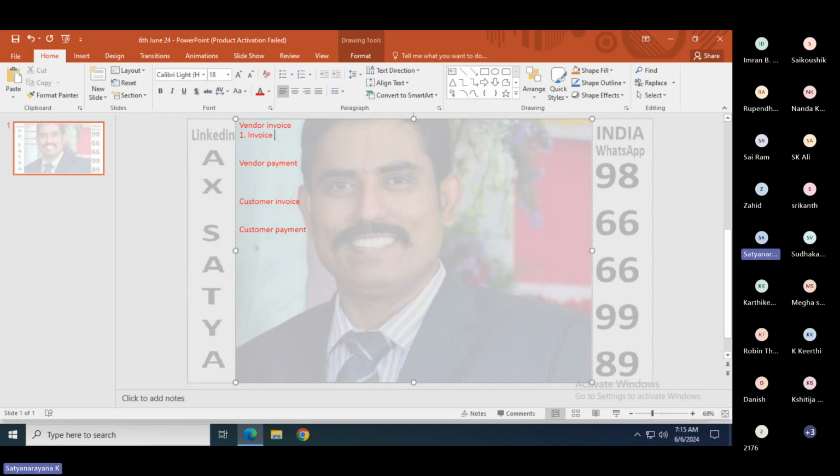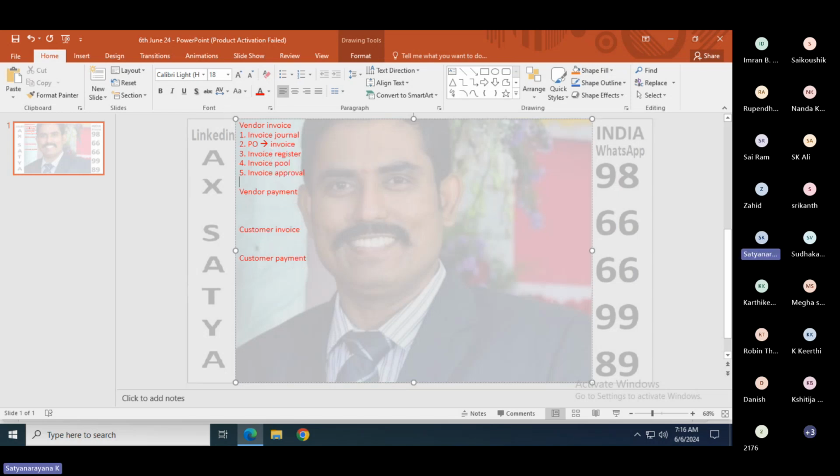One is the invoice journal. Next one is purchase order to invoice. Next one is invoice register. Next, invoice pool. And next one is invoice approval. These are the 5 different ways to do a vendor invoice.